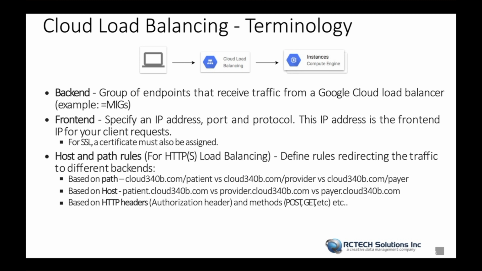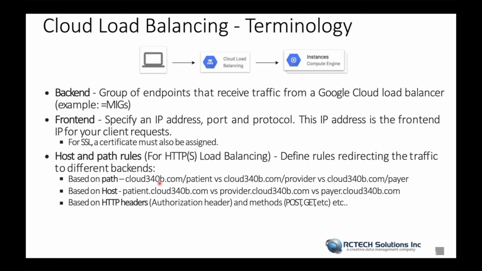When it comes to Google platform, there are three things as far as cloud load balancing is concerned. The terminology is critical. The backend is the group of endpoints that receive traffic from the Google Cloud Load Balancer. The front end specifies an IP address, port, and protocol. This IP address is what your clients send the request to. Then finally, host and path rules define the rules redirecting the traffic to the appropriate backends.